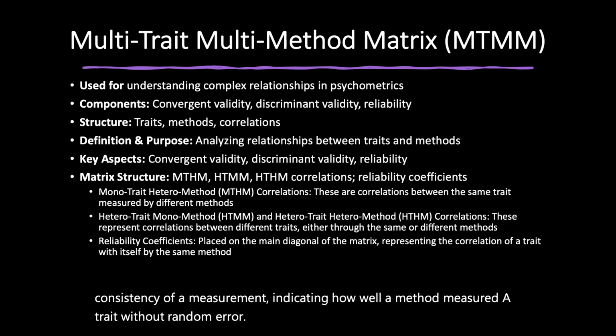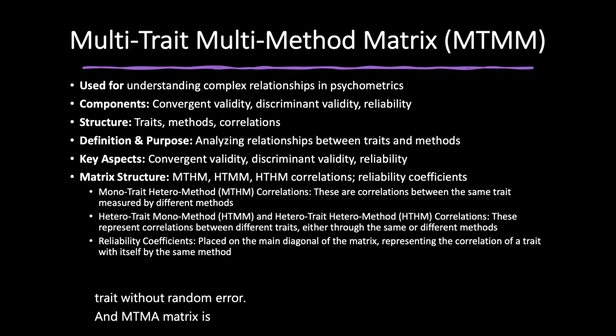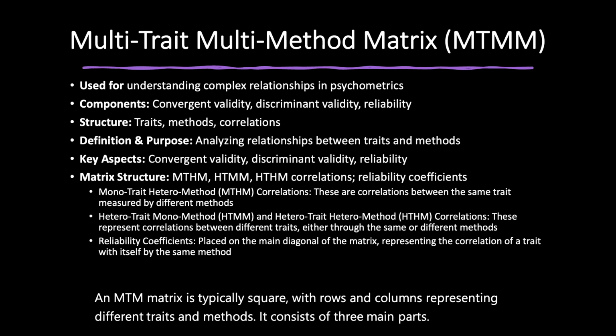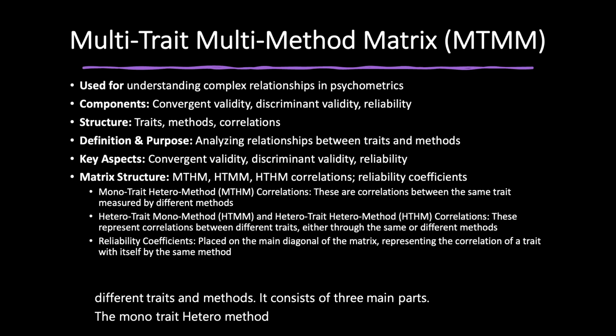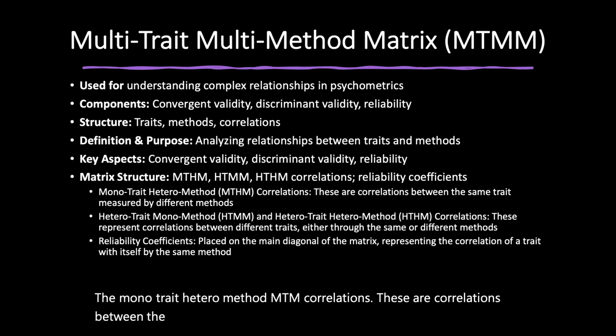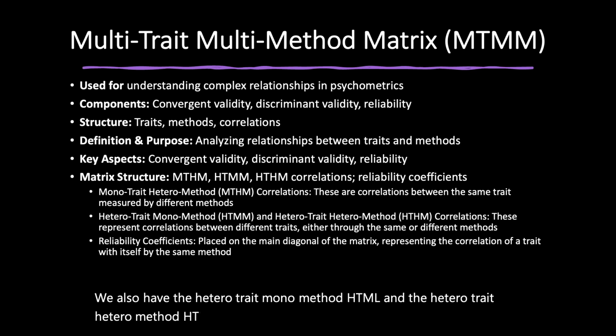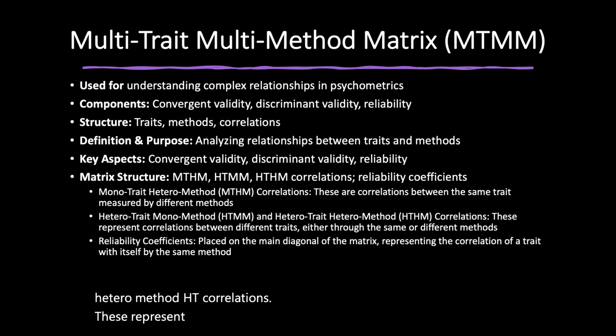An MTMM matrix is typically square, with rows and columns representing different traits and methods. It consists of three main parts: the monotrait heteromethod, MTHM, correlations. These are correlations between the same trait measured by different methods. We also have the heterotrait monomethod, HTMM, and the heterotrait heteromethod, HTHM, correlations. These represent correlations between different traits, either through the same or different methods.